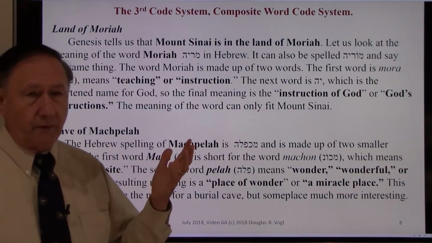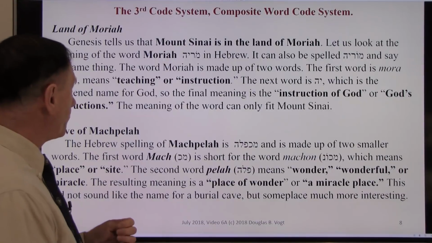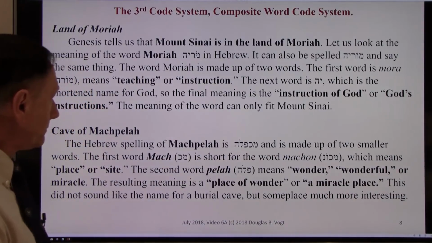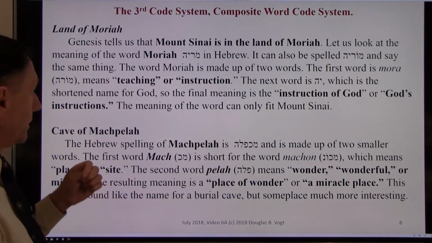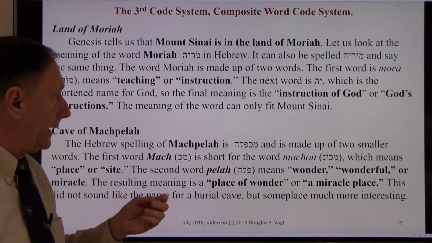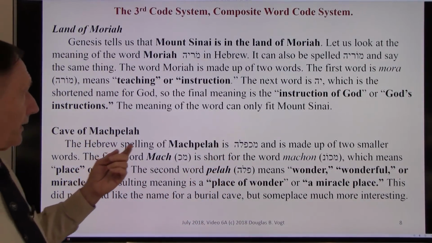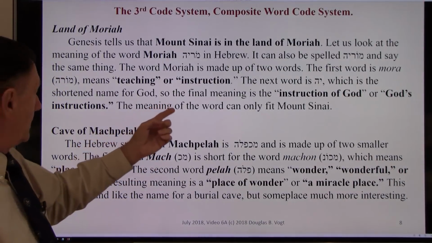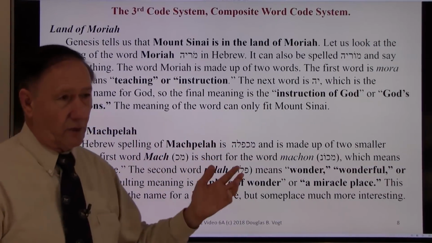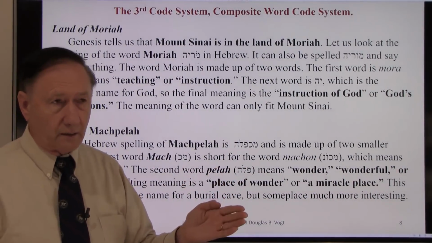Mount Sinai has like 7 different names that Moses gave it. They're all coded names, every one of them. So Moriah, supposedly Mount Sinai is in the land of Moriah, and that's what it's spelled like. So you take the word apart. Mora means teaching or instruction. The next word, Yod He, is short for the unspoken name of God, Yod He Vav He. And then the final instruction of God. So you get instruction of God or God's instruction. And that does describe what was in the cave in Mount Sinai. Something in there was instructing them.